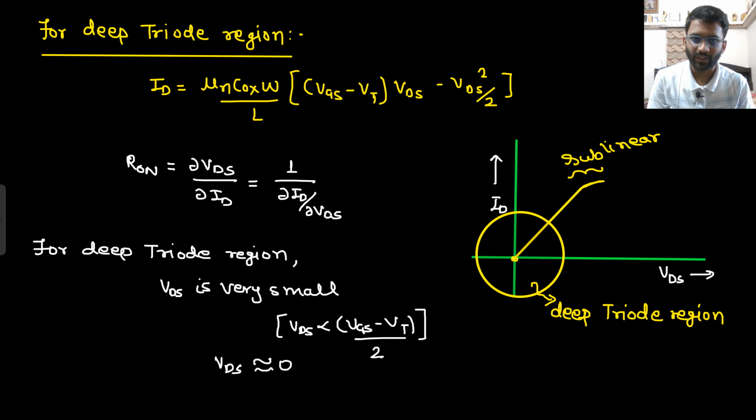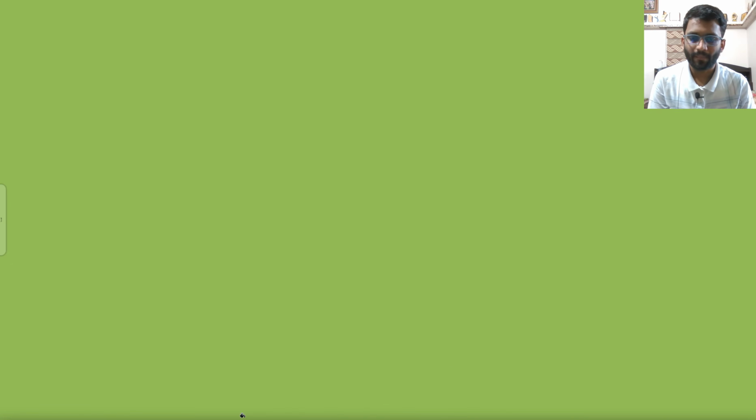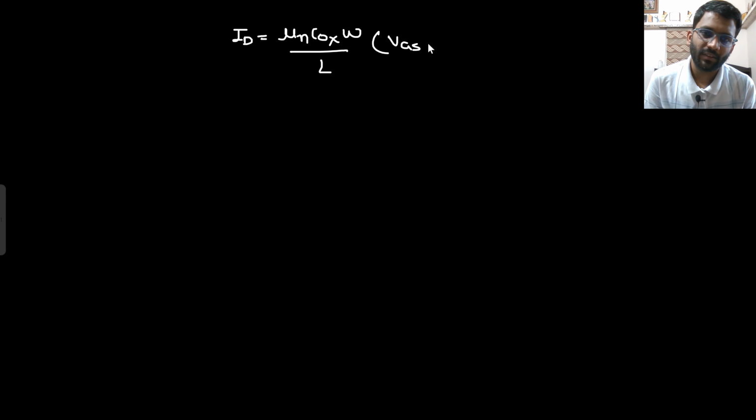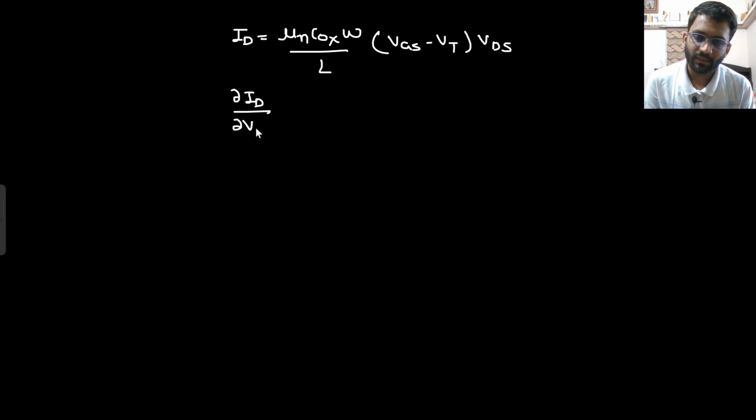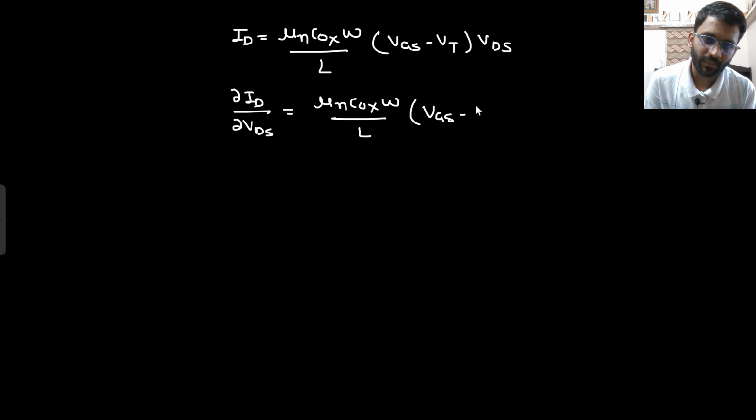So what will be the expression of ID? The expression of ID will be mu n Cox W by L, VGS minus VT, into VDS. So what will be del ID by del VDS? That will be mu n Cox W by L, VGS minus VT.